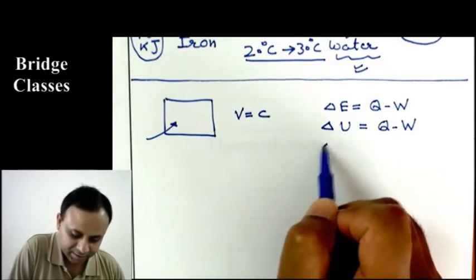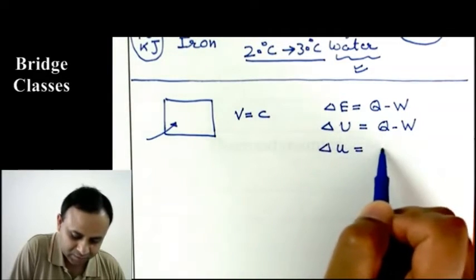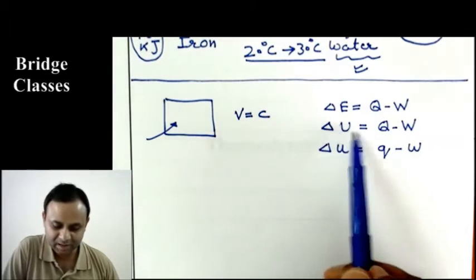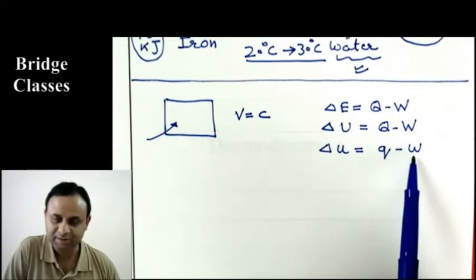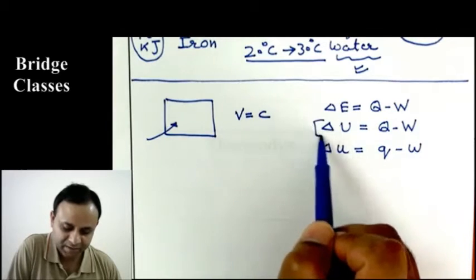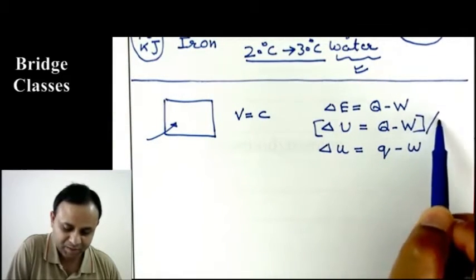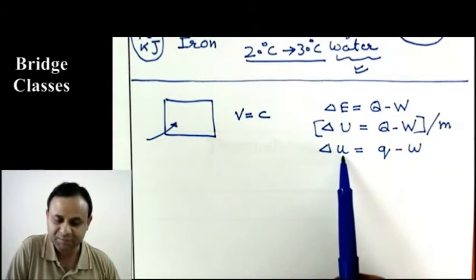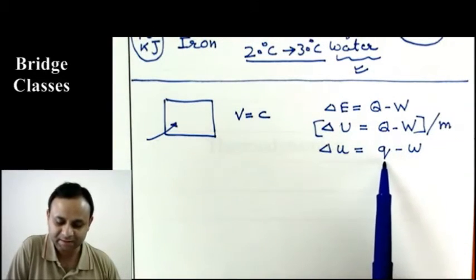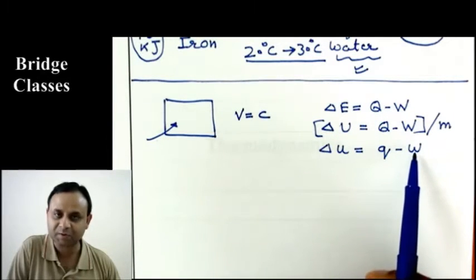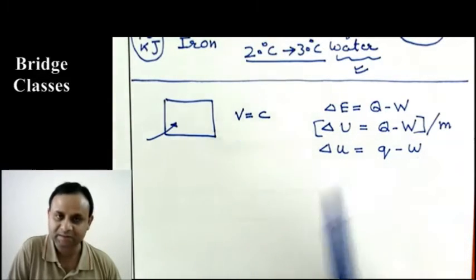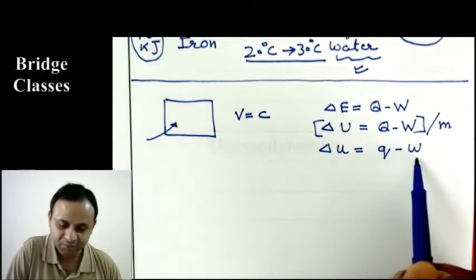We can also write this as delta u equals q minus w. So these are uppercase symbols and these are lowercase symbols. The difference is we divided this equation by the mass of the system. So this change in internal energy becomes change in specific internal energy, and q is heat transfer per unit mass, w is work transfer per unit mass. So we have to be consistent. Either everything is lowercase or everything is uppercase. So this is the integral form of the equation.